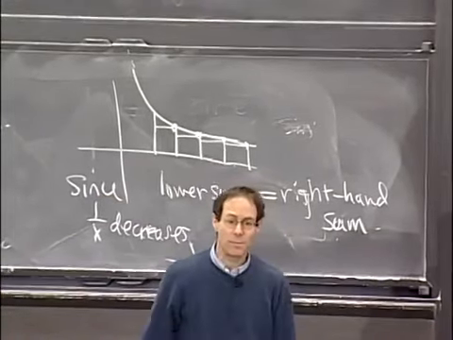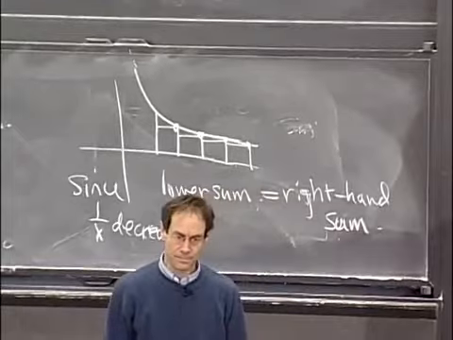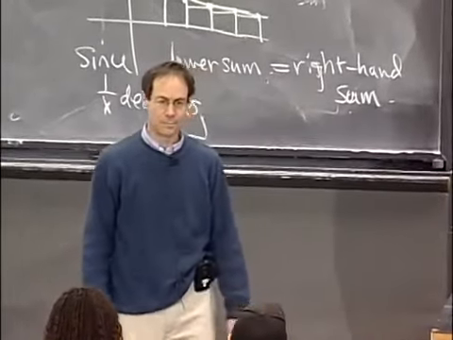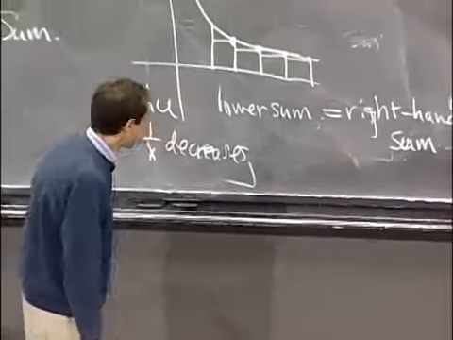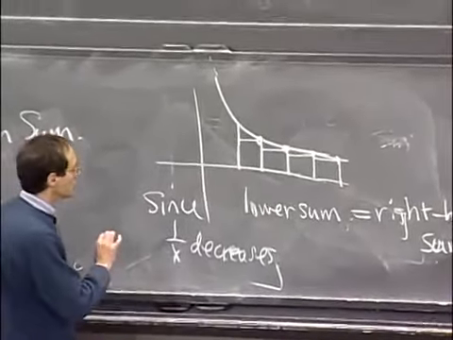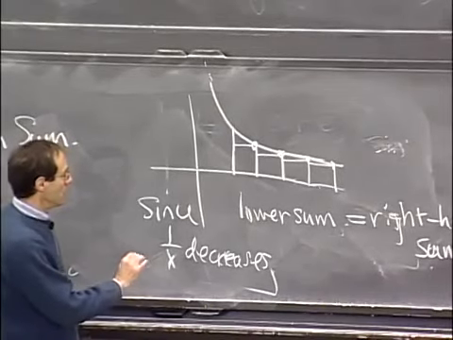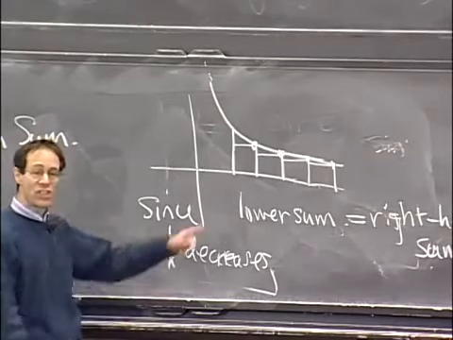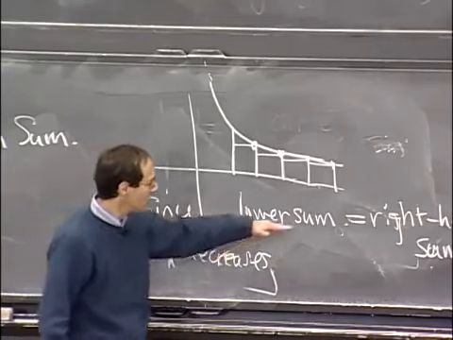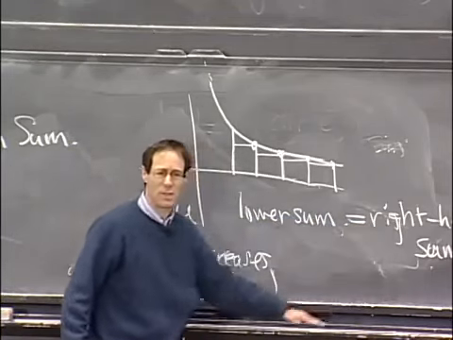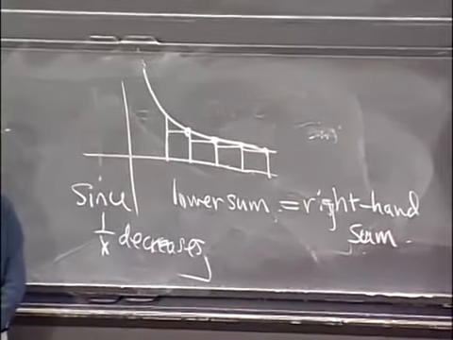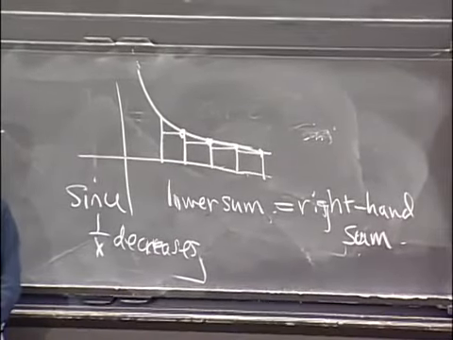Yeah, another question. So if the function is increasing, then the right-hand sum would be the upper sum, correct? Correct. If the function is increasing, then the lower sum is the left sum. So it just exactly reverses what's here. So this is, if decreasing, lower sum is right-hand sum. Increasing, lower sum is left-hand sum. Is that clear?